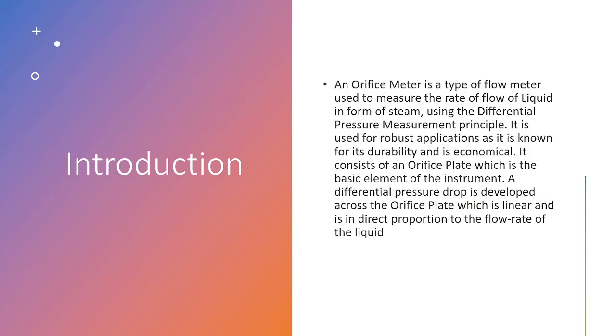So let us start off with the introduction, where an orifice meter is simply a type of flow meter used to measure the rate of flow of liquid in a form of stream using the differential pressure measurement principle. It is used for robust applications as it is known for durability and is, of course, economical. It consists of an orifice plate, which is the basic element of the instrument. A differential pressure drop is developed across the plate, which is linear and is in direct proportion to the flow rate of the liquid.